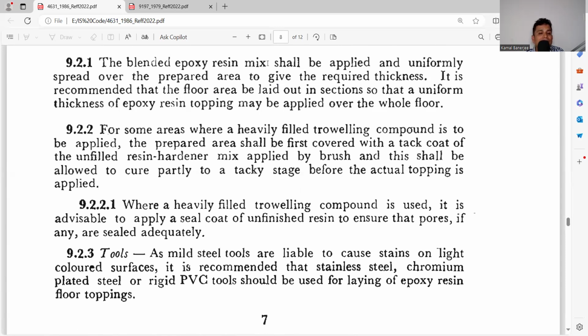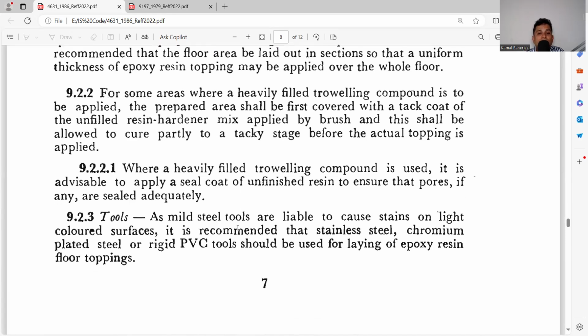So where heavy traffic is required, one tack coat is required. So what is your requirement? As per your requirement, whether a tack coat is required or not, you need to decide. Where a heavily filled troweling compound is used, it is advisable to apply a seal coat. So tack coat, seal coat, according to your requirement.